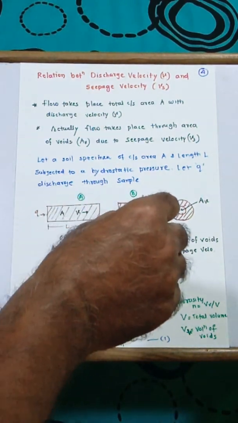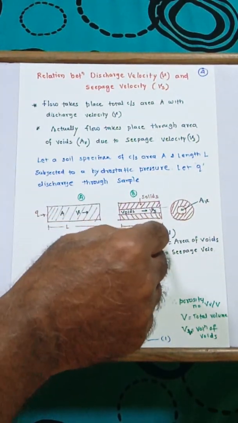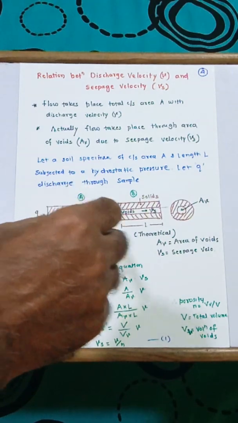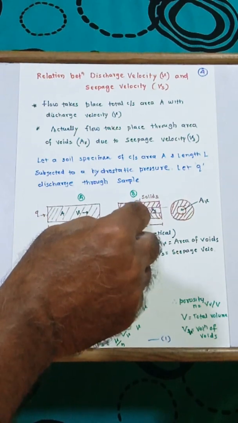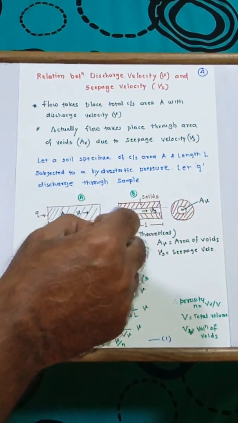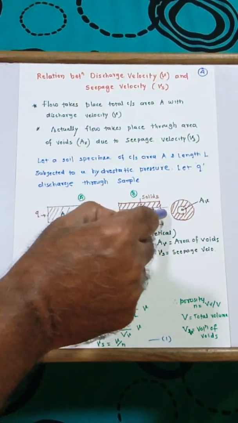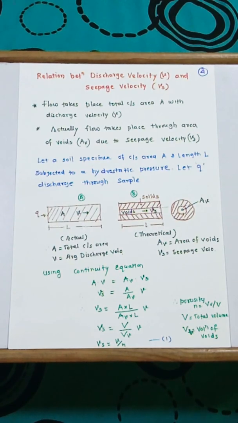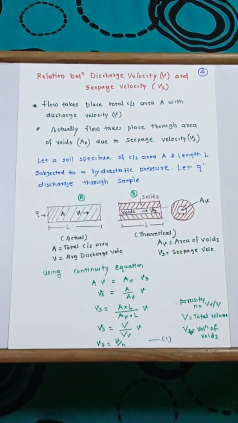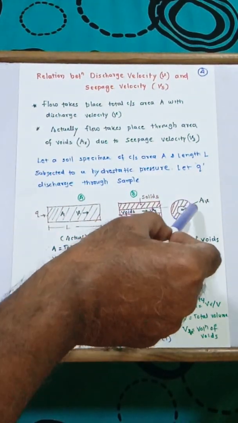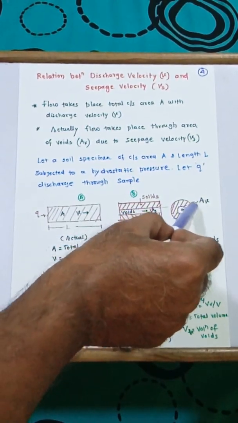And let us consider a theoretical cross section, just like a phase diagram. If I connect all the solids and put them into two parts separated by voids, similar to the phase diagram, but with the voids in the center, this is an imaginary or theoretical diagram. If I take a section here, suppose it is a circular cross section, then the total cross section is A, and inside you will find the area of voids.